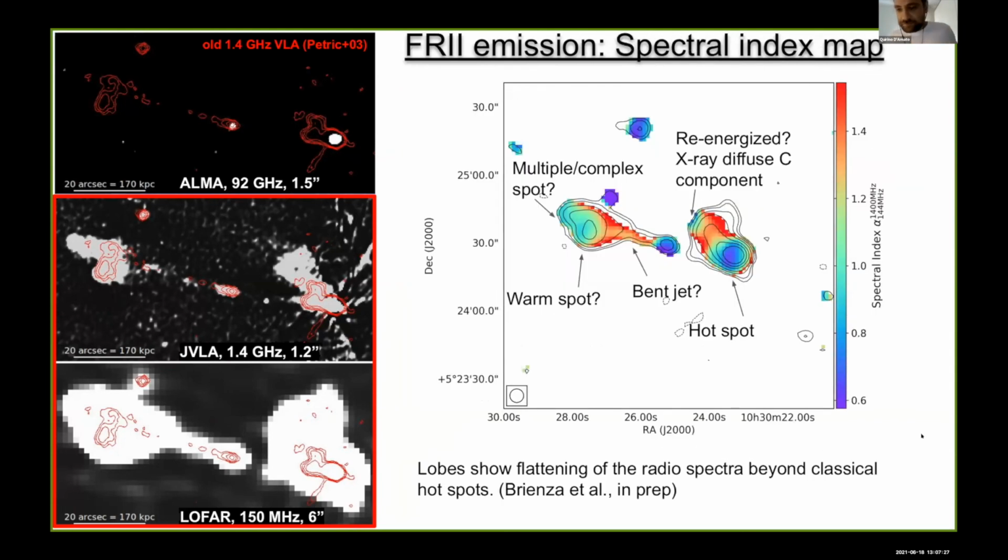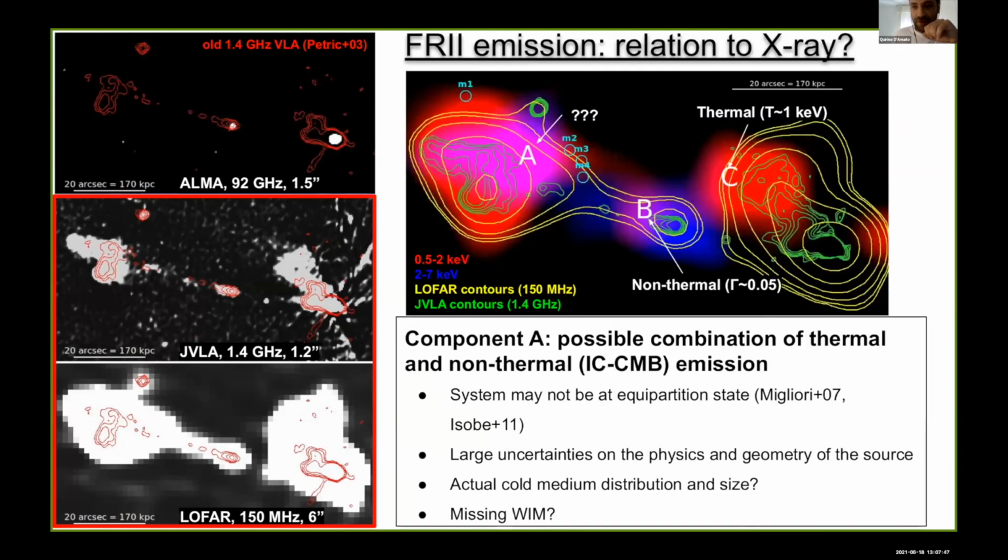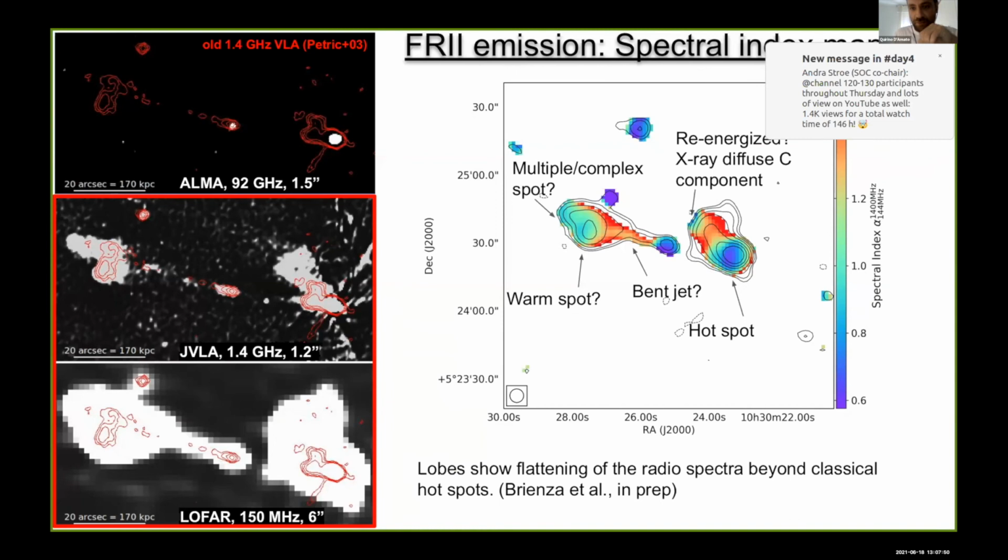So the last slide. From the JVLA and LOFAR, we also constructed the spectral index map. It actually reveals very interesting features. We have an acceleration in the western lobe, cospatial with the C thermal emission, which supports the scenario of the interaction with the interstellar medium. And we also have some hints about the bend of the jet in the approaching jet side.